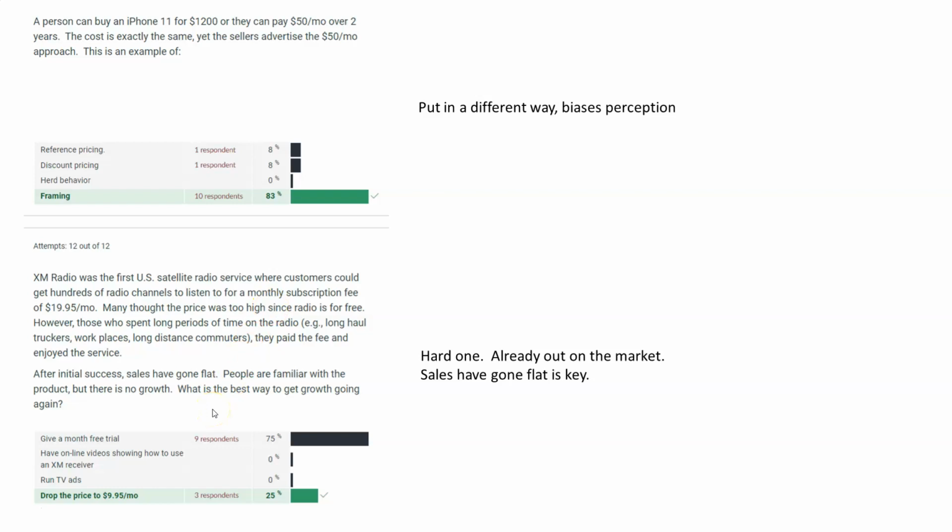And not only that, but what it tells you is the price is too high. People don't want to pay for it. So there's nothing in the question. You have to go by the information in the question, not what you think it is. And so give a month free trial. Yes, that's a way to get people to try something. But you don't want people to try something right now. Your sales have gone flat. You want to reinvigorate. What is the best way to get growth going again? And that's the thing. Giving away freebies isn't necessarily going to get your growth going again.